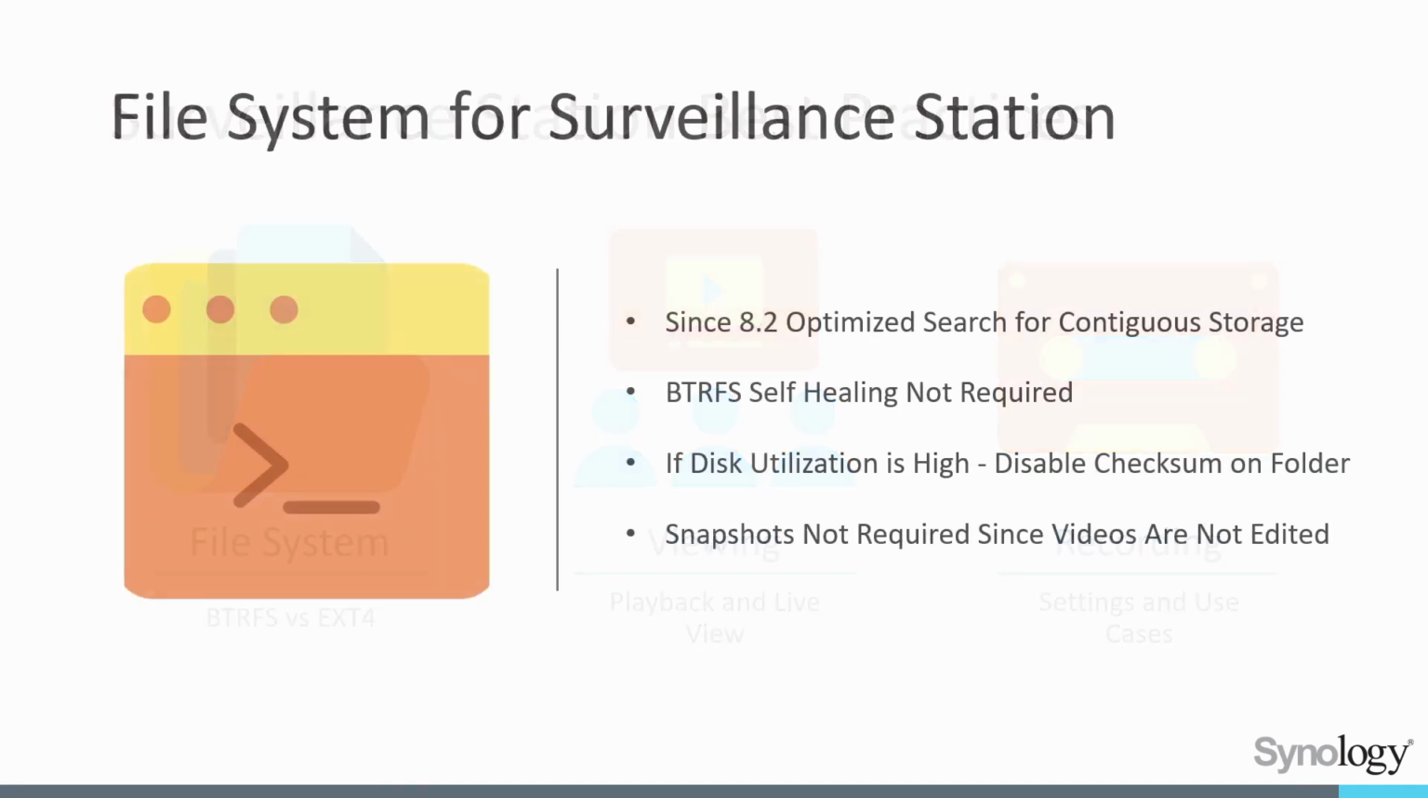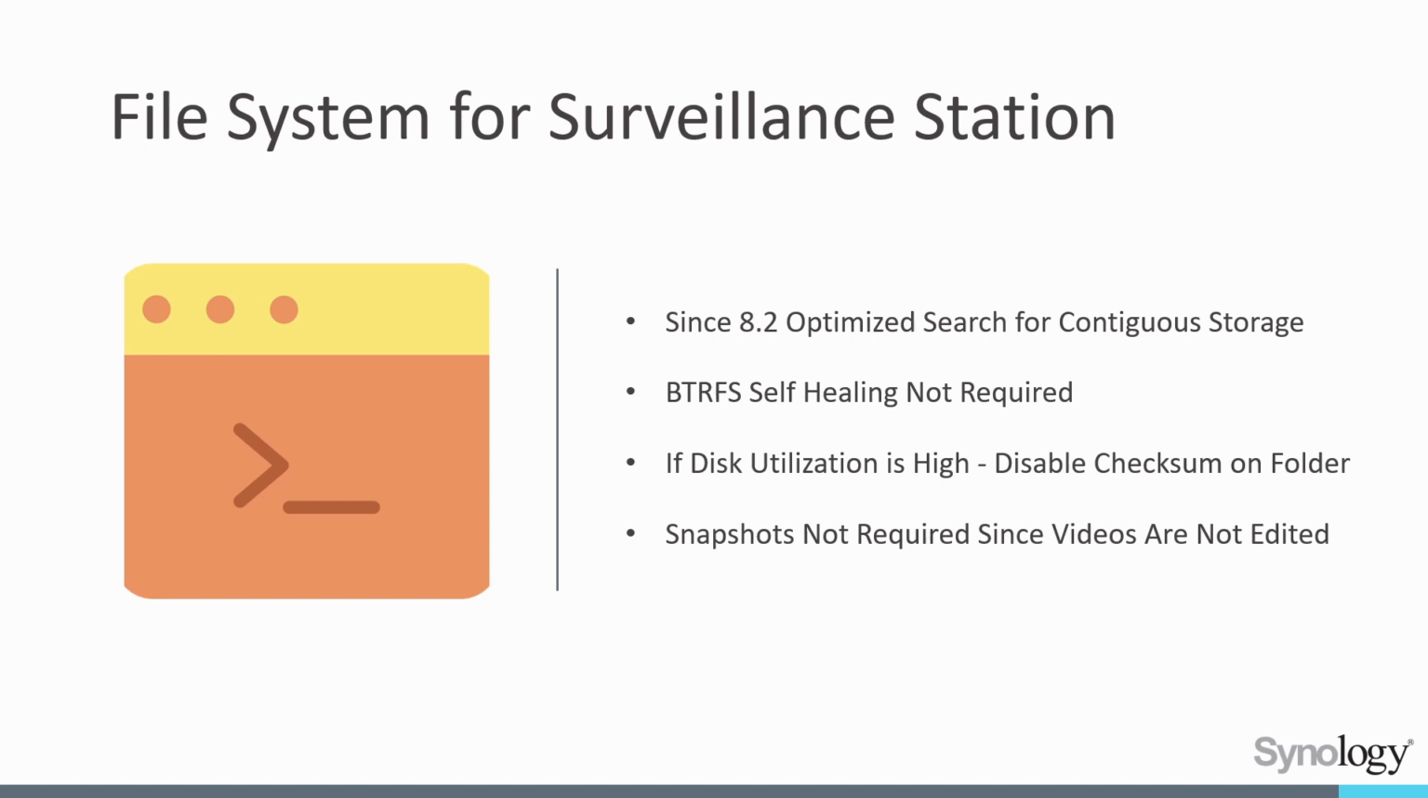For BTRFS, you're going to see this is a bit of a departure from our rhetoric in previous webinars and whenever we talk about best practices for different packages. But I want to stress, since 8.2, BTRFS has been optimized for search for contiguous storage. In the past, it would allow for a greater amount of fragmentation, and so it would spend more time looking for that contiguous storage. But since Surveillance Station 8.2, this has been remediated a little bit.